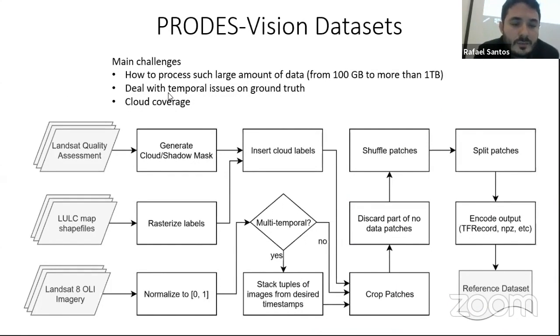So we also propose here a methodology to generate new reference data sets. Basically, it's based on what we developed for the PRODES Vision dataset with Landsat 8 images, but it can easily be applied to several different types of images. Basically, we normalize the data. If it's multi-temporal, stack pairs or even tuples of data, crop the patches, rasterize the labels, and insert cloud labels to replace areas of interest that are under clouds in the image being classified. You can replace that with a new class representing the clouds, and then perform the whole process to shuffle, split, and then save the TF records of the data set.